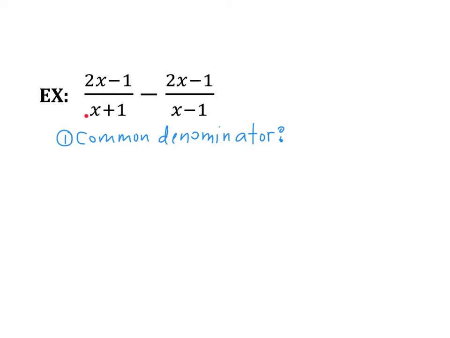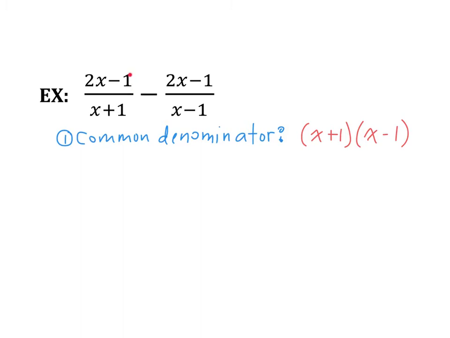So I double check that the denominators are fully factored, all right? And I walk through and I say, okay, my first denominator has an x plus 1, so I know I'm going to need an x plus 1. My second denominator is x minus 1. Since this is different than the first factor of x plus 1, I need to write that down. So I have x minus 1. So my common denominator is going to be x plus 1, x minus 1.